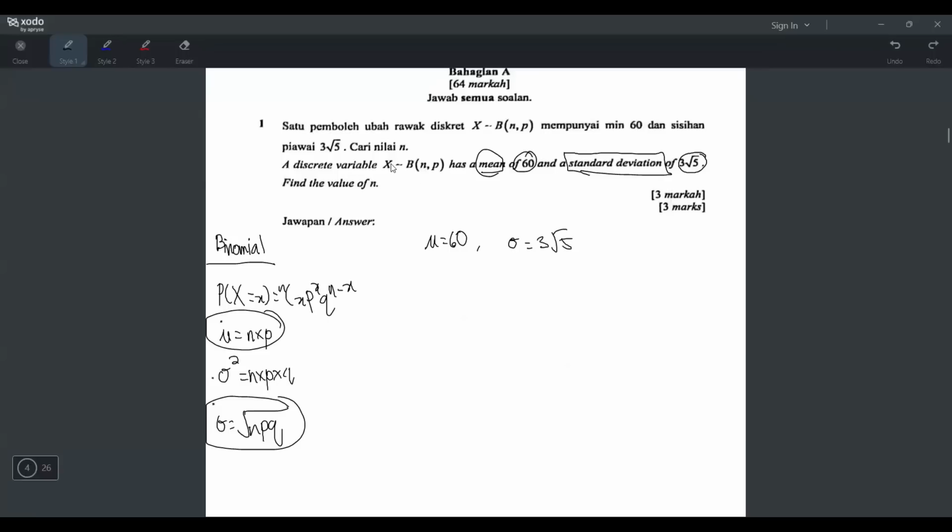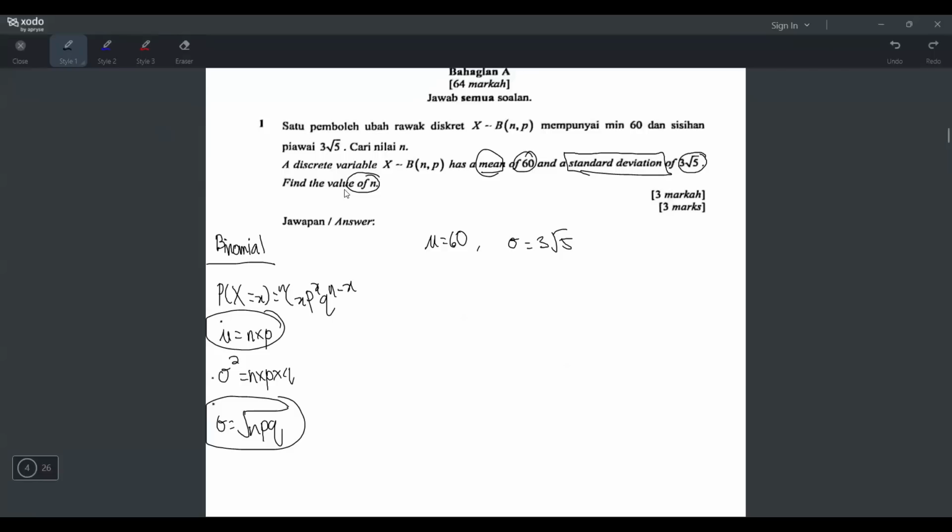And then they mention X, B(n, p). This n and this p, they never give us, right? If they gave us, I could just put them in the formula. But it's okay. You know why they never give us? It's because they want you to find it. You see, they say find the value of n. So they want us to find n.